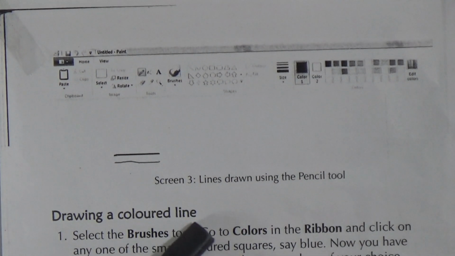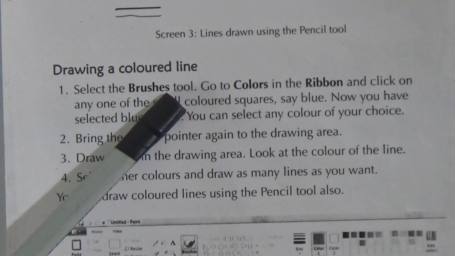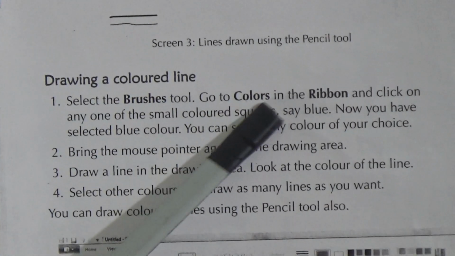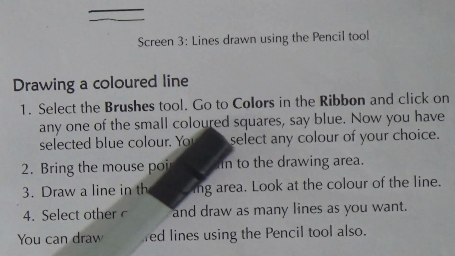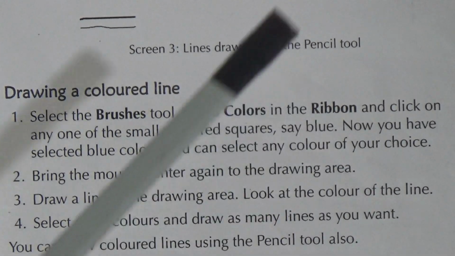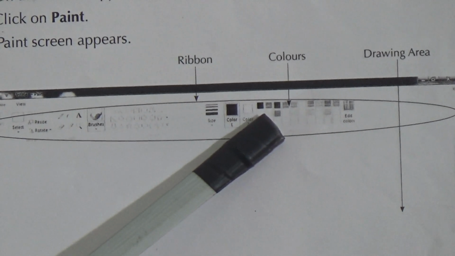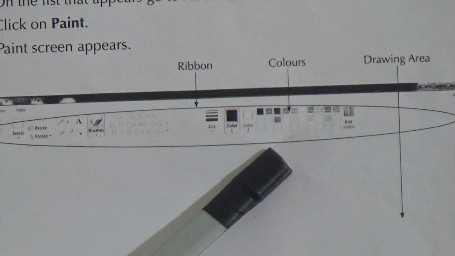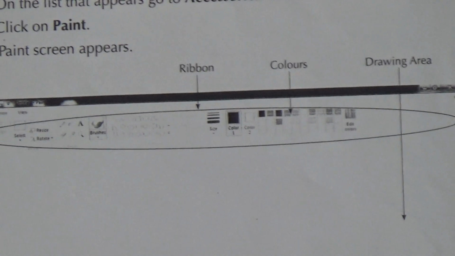Drawing a colored line. Number 1, select the brushes tool. So at first you will select the brushes tool from the ribbon. Go to colors in the ribbon and click on any one of the small colored squares, say blue. Now look here, page number 34. There are some squares which are colored and you will select a color. Suppose you select the color blue. So you will click on the blue square. Now you have selected the blue color. You can select any color of your choice.